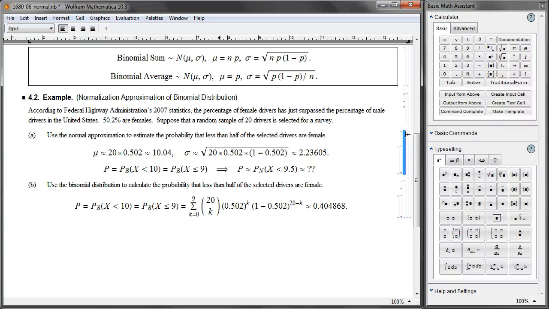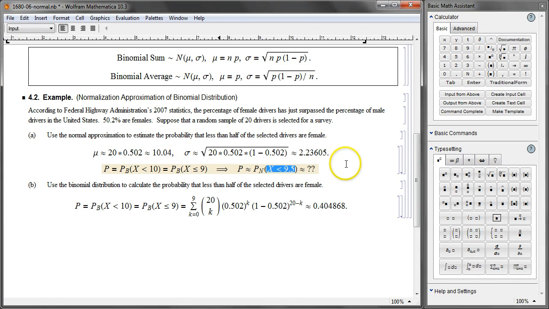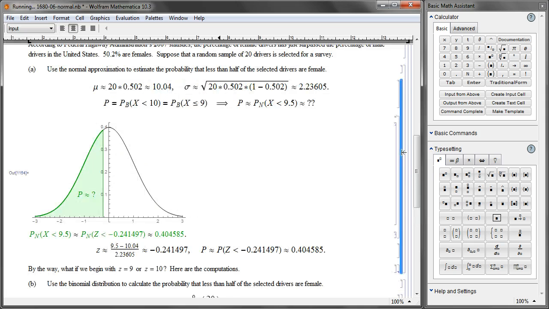Mu is 20 times 0.502, 10.04. That was easy. Sigma computation, that was easy too. The key is to get that. X is less than 9.5. Not 9, not 10. Right in the middle. Because this is a continuous random variable, you see. Okay. Let's draw the picture and do the computation.